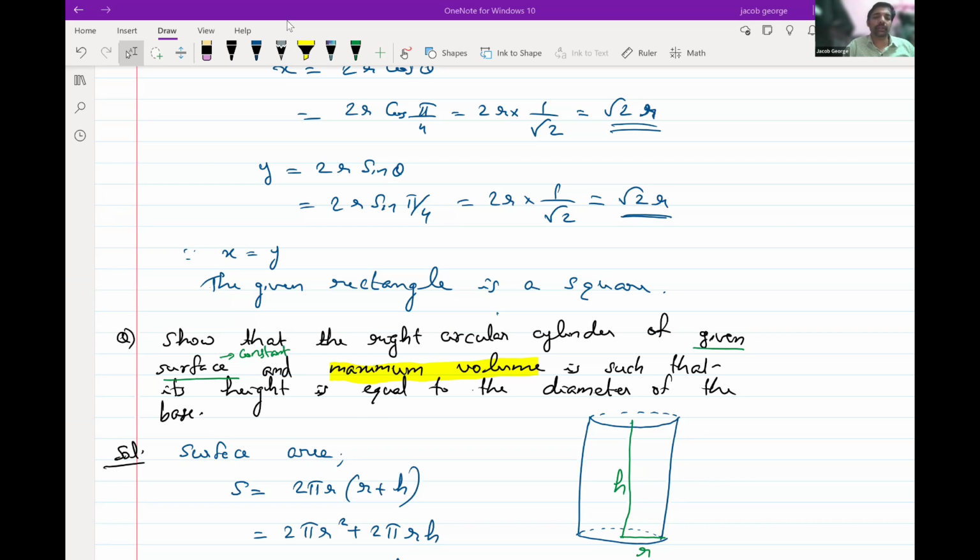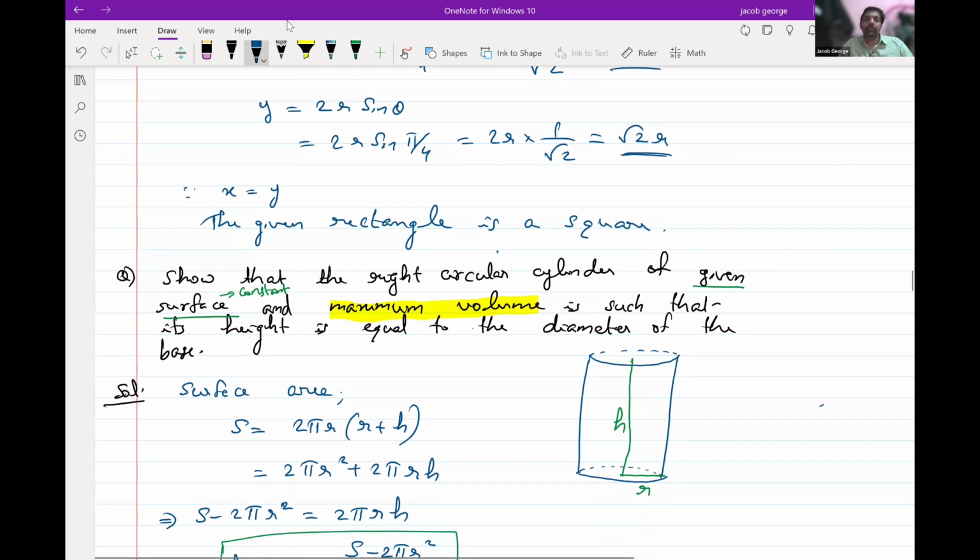So we can write the introductory variable. Let r be the radius and h be the height of the cylinder. Rough diagram, just a cylinder. Then we start with the given quantity, that is surface area. Surface area is, what is total surface area of a cylinder? 2 pi r into r plus h.